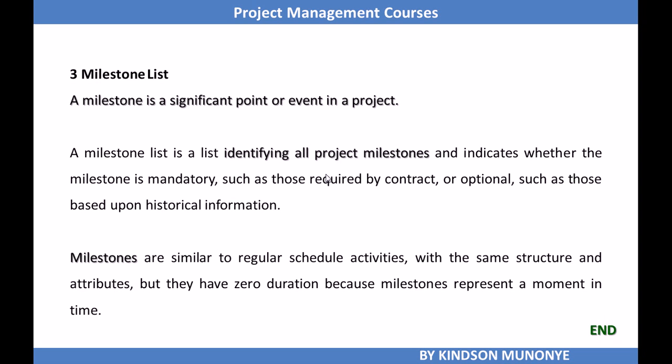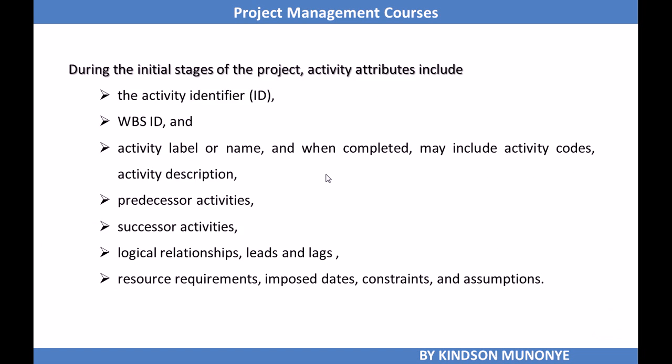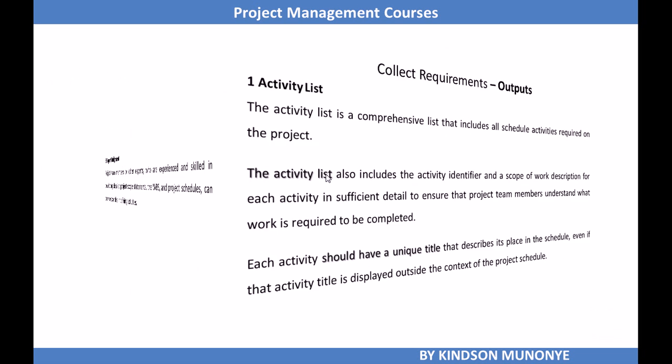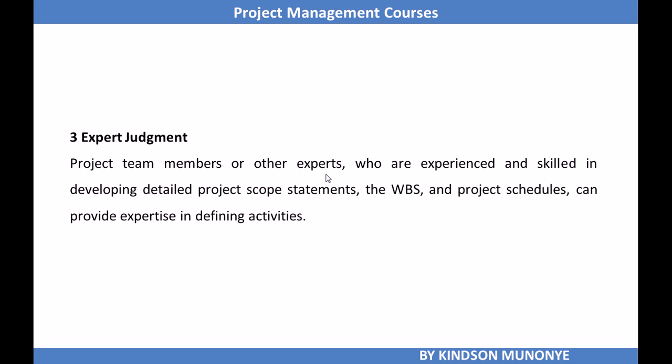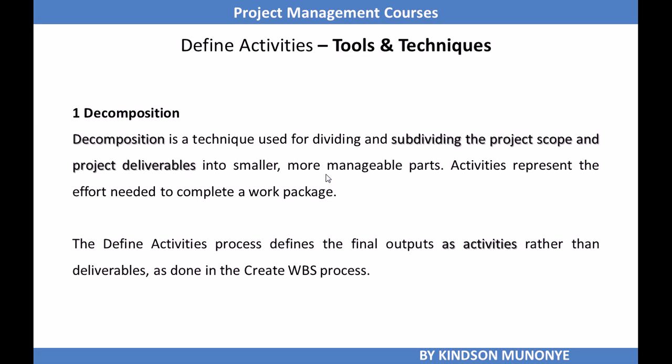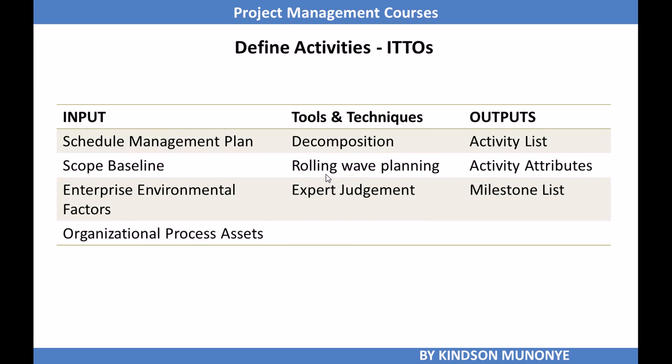So I'm sure you've learned much. Let's review what we've learned. We have these three outputs of define activities: activity list, activity attributes, and milestone list. And we have tools and techniques, that is decomposition, rolling wave planning, and of course expert judgment. For input we have project scope management, schedule management plan. Is that right? Let's go back to check. The inputs are schedule management plan, scope baseline, the EEFs, and the OPAs. I'm sure you can spend some time to get used to these items.